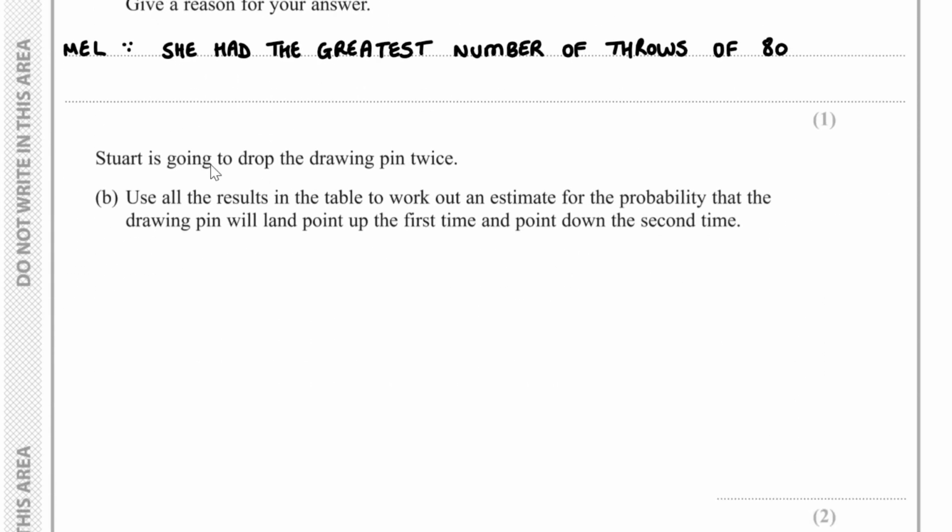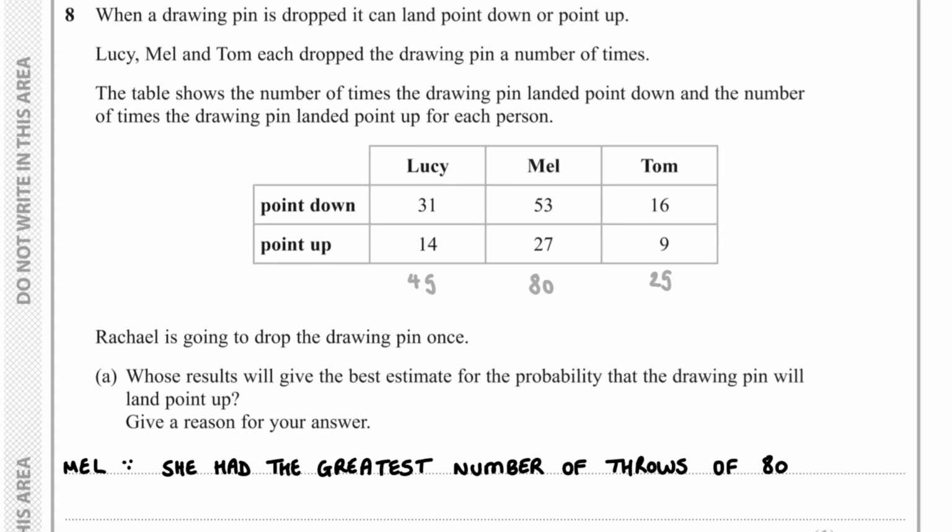And now for part B, Stuart is going to drop the drawing pin twice. We have to use all the results in the table to work out an estimate for the probability that the drawing pin will land point up the first time and point down the second time. So what we can do over here is, well, if we work out the total number for point down, 31 plus 53 plus 16, that's 100. And 14 plus 27 plus 9, that's 50.